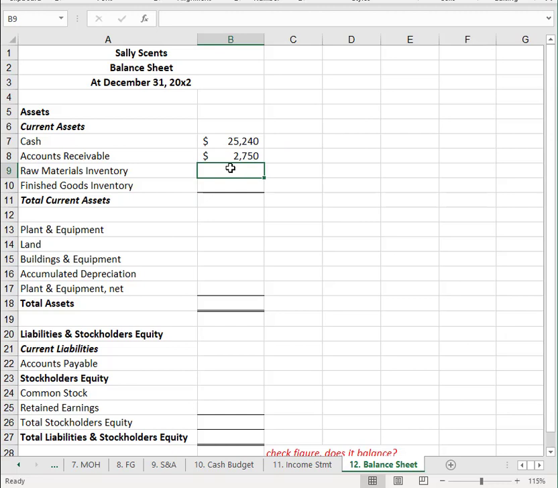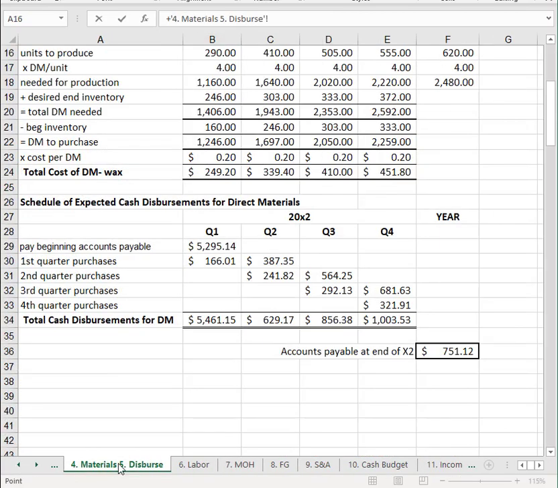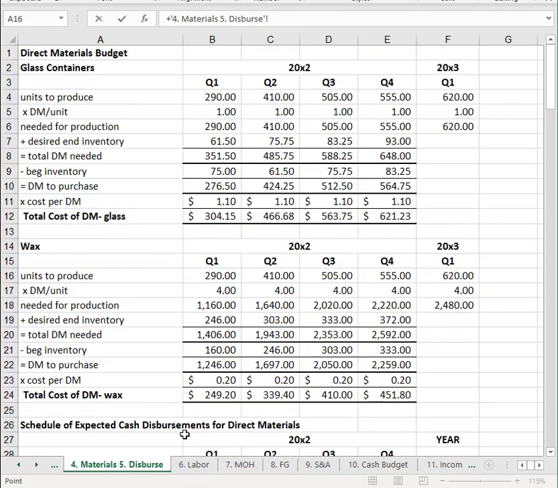So in our raw material inventory sales budget, we have the units and then we have what it cost for each of those. So we're going to have to do a little calculation here. Let's go on over here. So we have two kinds of materials. So we need the ending units for containers times the cost per container plus the ending units for wax times the cost for wax.